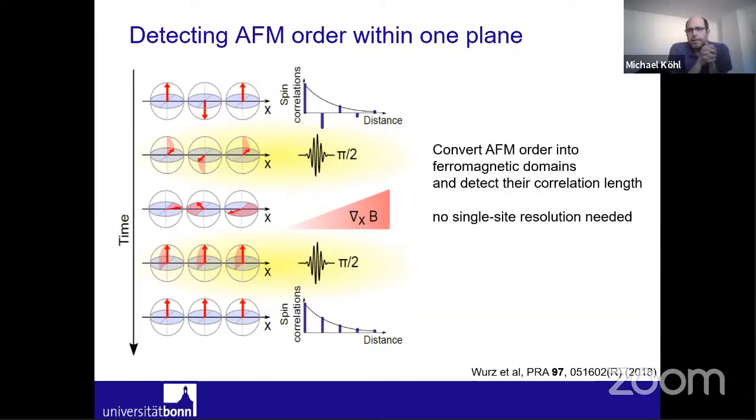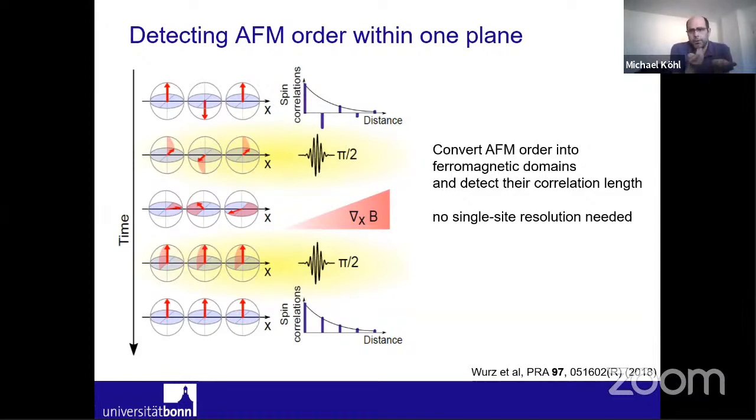Then we apply a magnetic field gradient into a specific direction. That is the direction into which we want to measure the correlations. And with this magnetic field gradient, these spins start to precess. And if we now choose time and value of the gradient just correctly, what happens is we can wind up the antiferromagnetic pattern such that all these spins essentially point into the same direction after a certain time. So we basically convert this antiferromagnetic order into a ferromagnetic order.